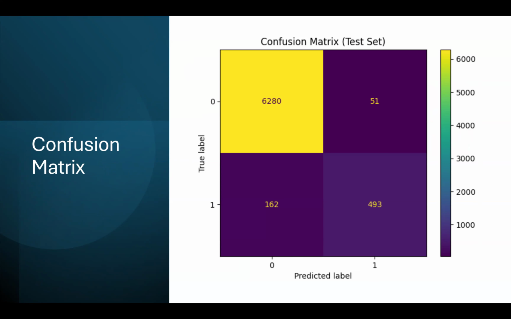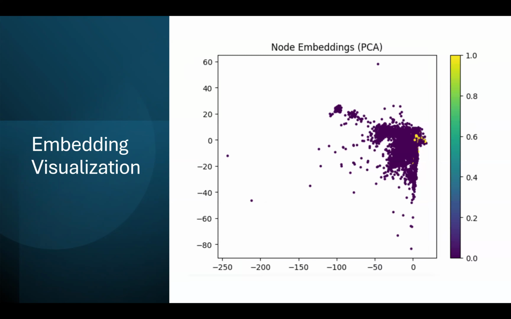And this is the confusion matrix. It shows how well the model predicts each class. Most normal transactions are correctly classified, as seen in the top left. Fraud cases are also detected well, but there are some misses. We have fewer false positives, which is good for real world use. And overall, the model performs strongly but can still improve on fraud detection.